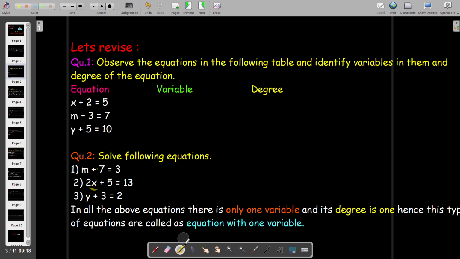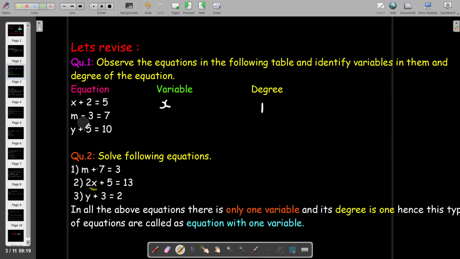In this equation, which is the variable? Here x is the variable. Therefore, we write here variable x. And can you tell me the power of the variable x is how much? Nothing means 1. Therefore, the degree of this equation is 1. Now, which is the equation number 2? m - 3 = 7.